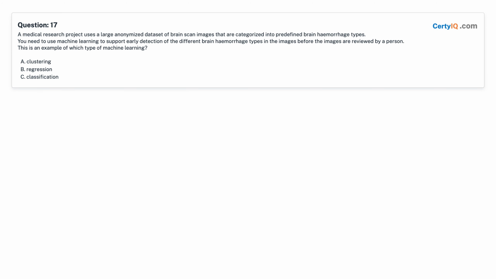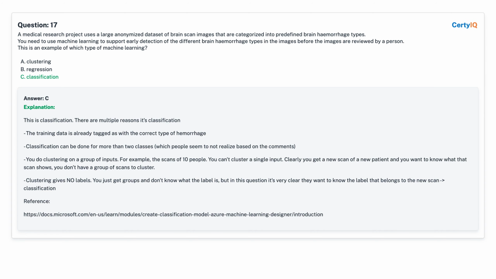Question 17. A medical research project uses a large anonymized dataset of brain scan images that are categorized into predefined brain hemorrhage types. You need to use machine learning to support early detection of the different brain hemorrhage types in the images before the images are reviewed by a person. This is an example of which type of machine learning? A. Clustering. B. Regression. C. Classification. Answer is C. Classification.